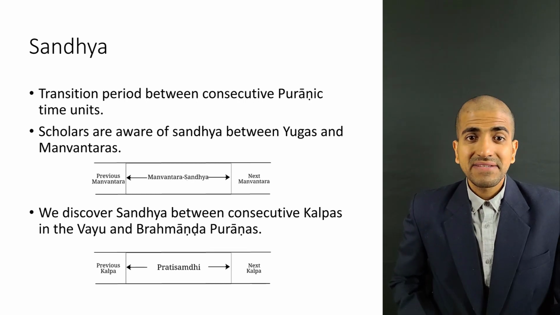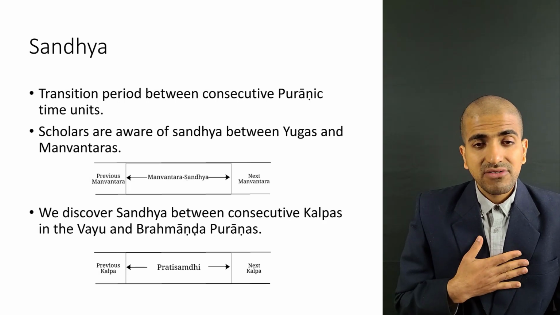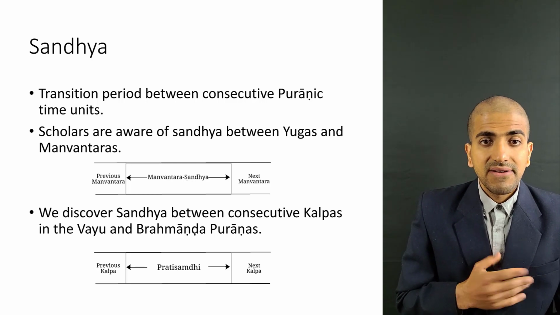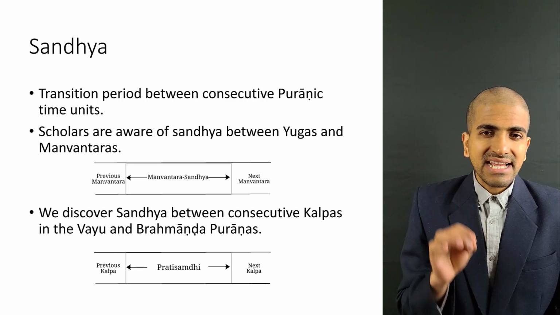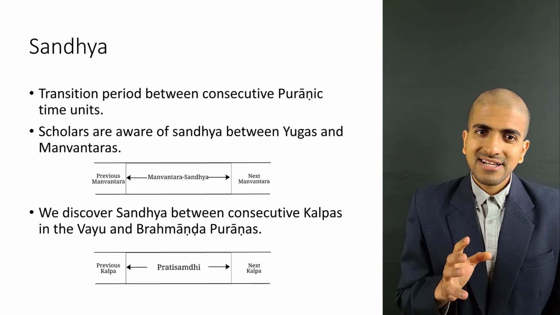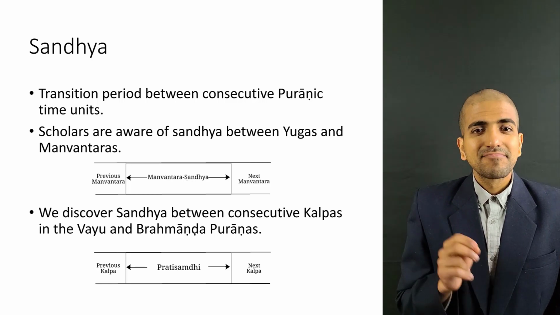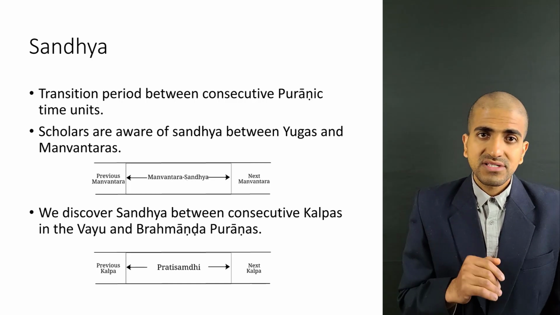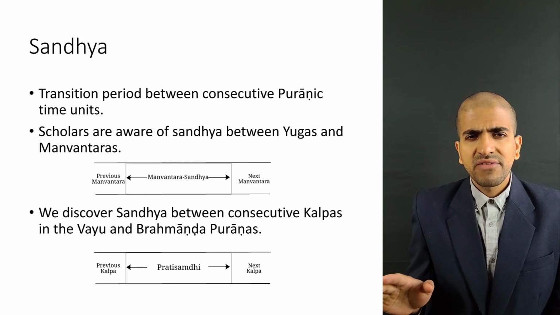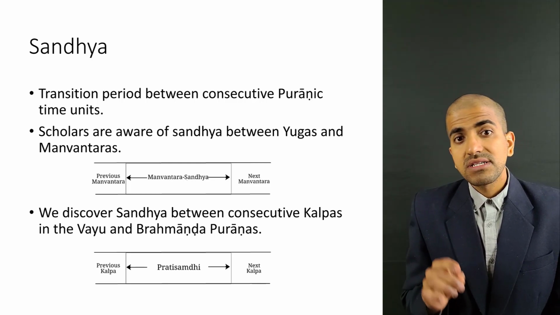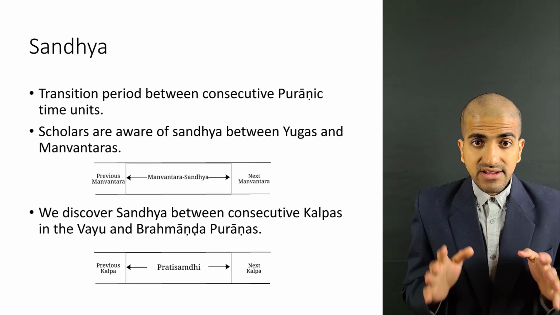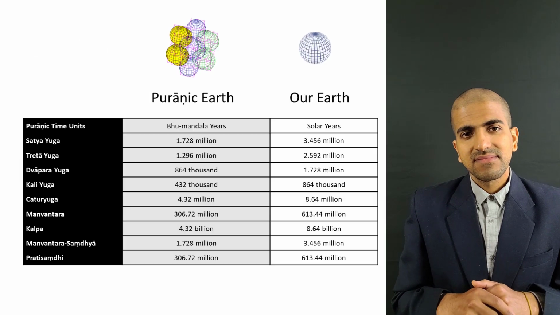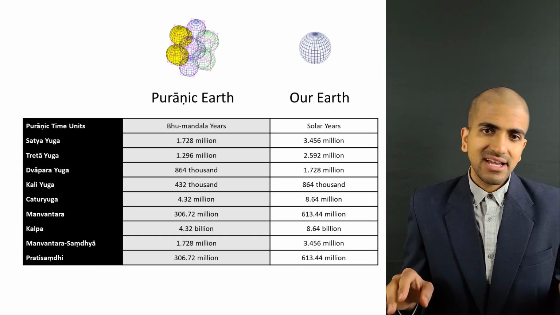This Pratisandhi, my dear friends, is something which I found out because of my study of the Vayu Purana and Brahmanda Puranas, where there are entire chapters that describe this Pratisandhi. Pratisandhi is the transition period between consecutive kalpas. Again, most scholars are not aware of this. This is because Puranas are enormous. There are roughly 500,000 Sanskrit verses in them. They are giant encyclopedias.